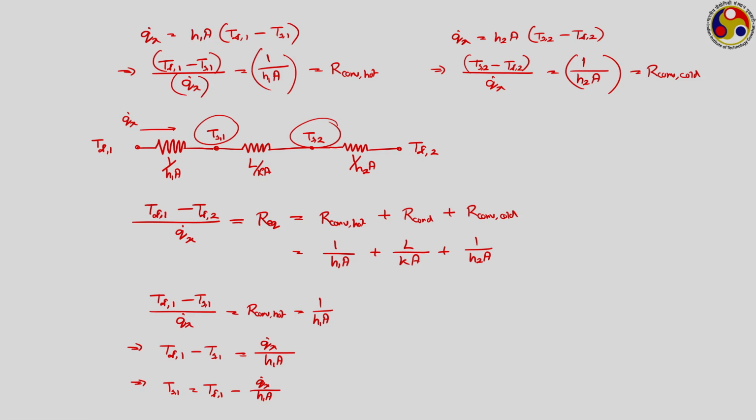Similarly, if we want to calculate Ts2, then we can do that using the convective heat transfer on the cold fluid side. For that case, we can write (Ts2 − T∞2)/Q̇x is the convective thermal resistance on the cold fluid side, that is equal to 1/(h2 A). So, Ts2 − T∞2 is equal to Q̇x/(h2 A), and then Ts2 is equal to T∞2 plus Q̇x/(h2 A).